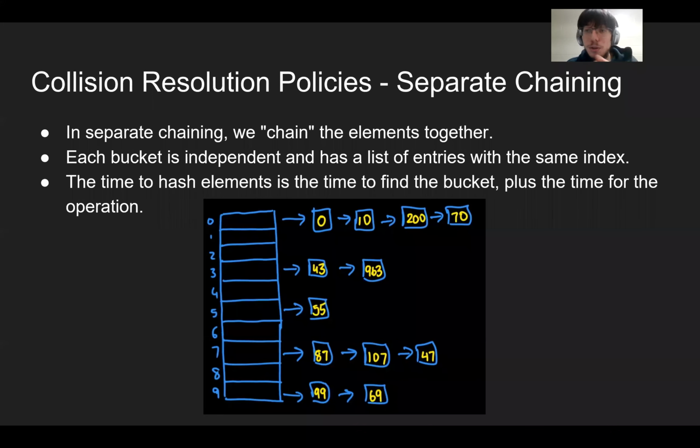In each bucket, what we can do instead is have a linked list. So instead of having just one string, we can have a linked list of strings, right? So we chain together the elements with a linked list. Each bucket is independent and has a list of entries with that same index.